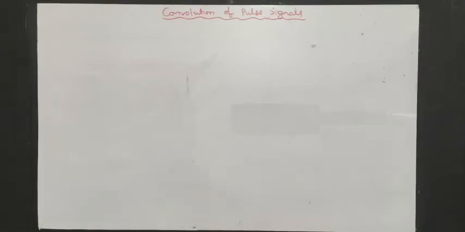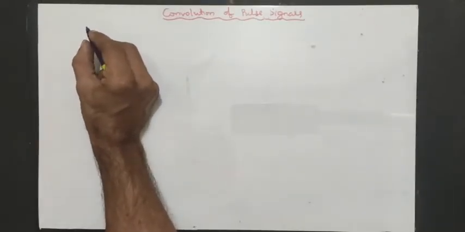Okay, students, today let us understand the convolution of pulse signals. First, let us see what exactly is a pulse and write the equation for getting the pulses. First of all, a pulse is a signal which is present over a range.